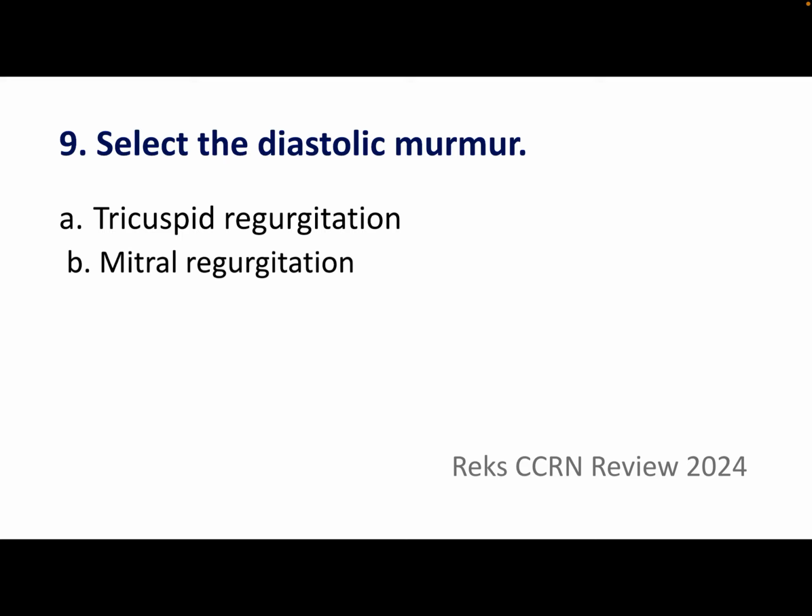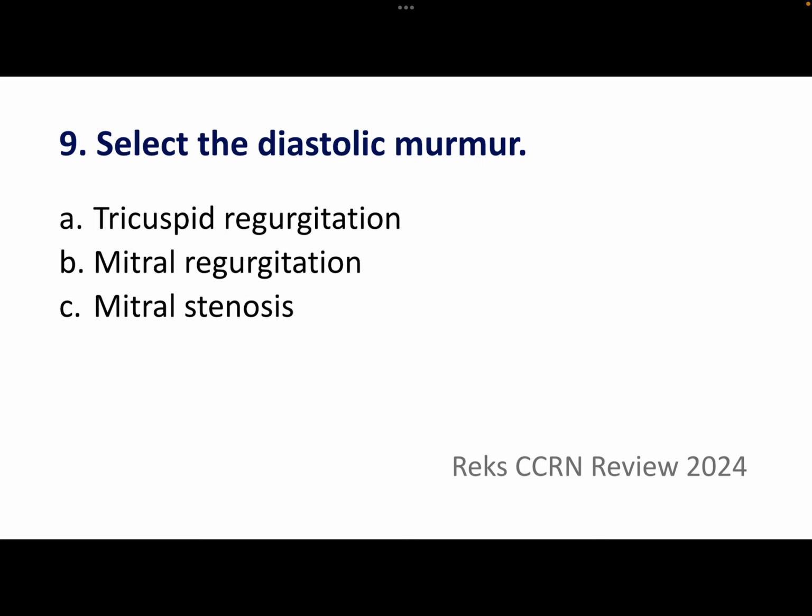Now you know the basics. Now we have to test the murmurs. So select the diastolic murmur. Option A, tricuspid regurgitation. Option B, mitral regurgitation. Option C, mitral stenosis. And option D, pulmonic stenosis. What can be a diastolic murmur? It's so simple. The answer is C, mitral stenosis.